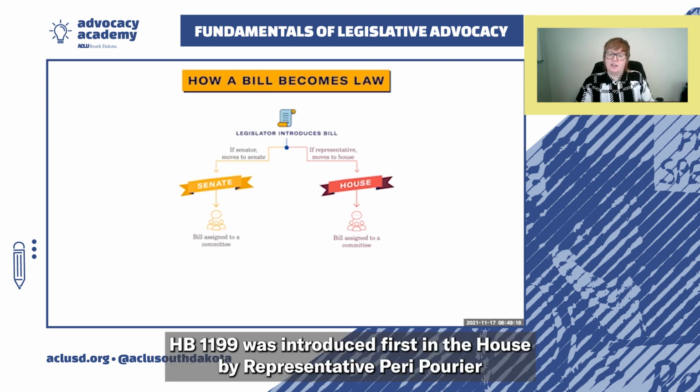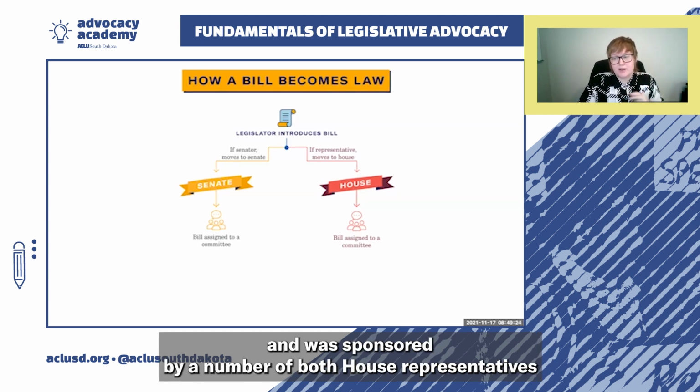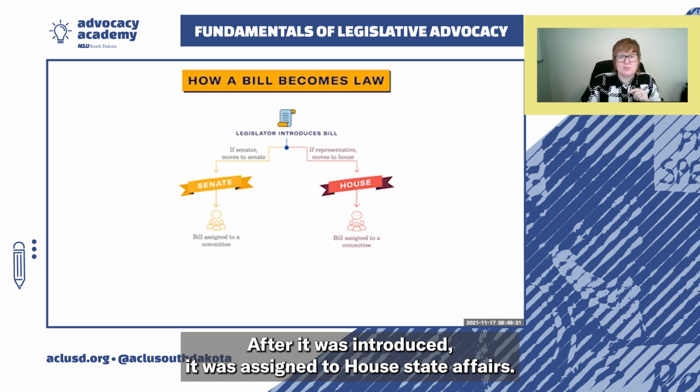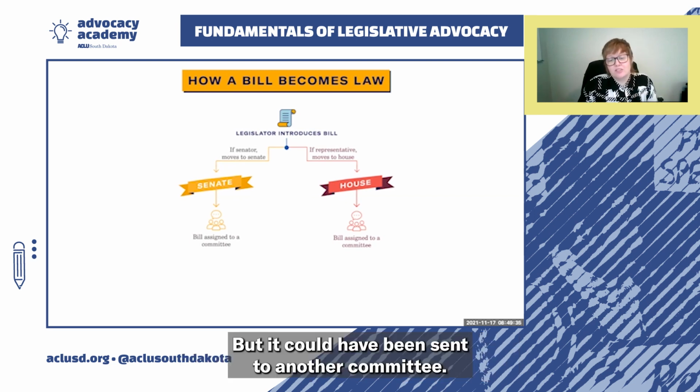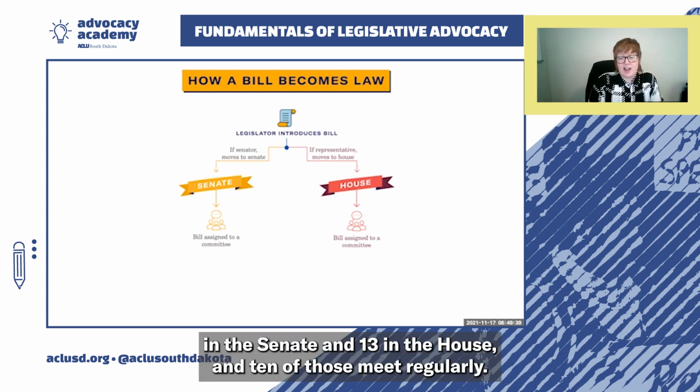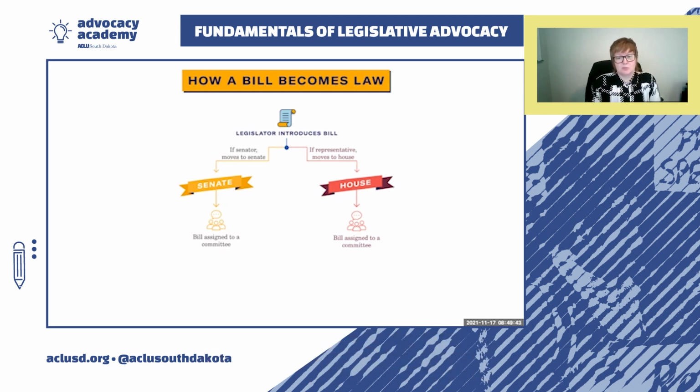HB 1199 was introduced first in the House by Representative Poirier and was sponsored by a number of both House representatives and senators from both parties. After it was introduced, it was assigned to House State Affairs, but it could have been sent to another committee. There are generally 13 committees in the Senate and 13 in the House, and 10 of those meet regularly, meaning 2 to 3 times a week.